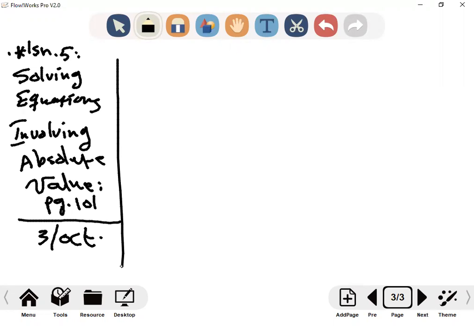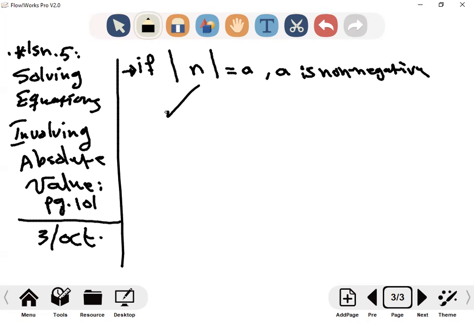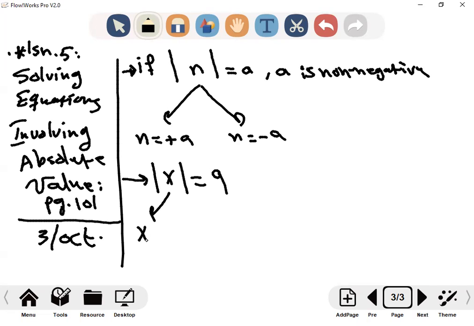Let's remember just what we did in the previous lesson. We said if the absolute value of anything, let's say n, equals a non-negative number, and it should be non-negative, the absolute value cannot be equal to a negative. If the absolute value of n equals a, and a is non-negative, then n has two cases. n can be positive a or n can be negative a. For example, if the absolute value of x equals 9, then x can be positive 9 and x can be negative 9, because the absolute value of 9 is 9, and the absolute value of negative 9 is 9 also.